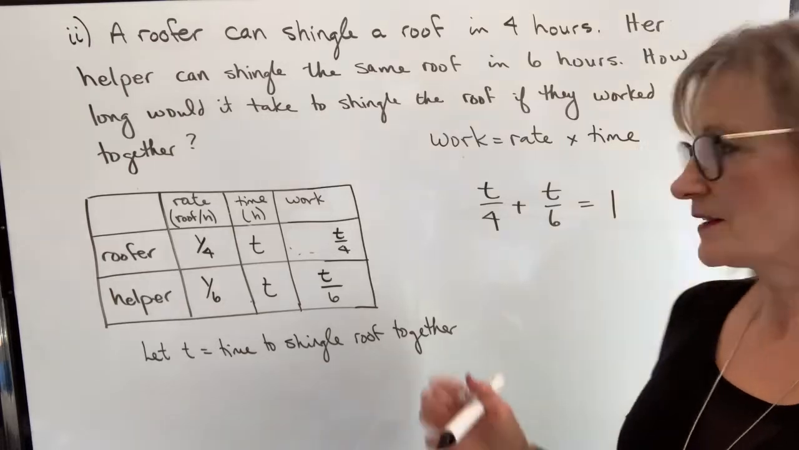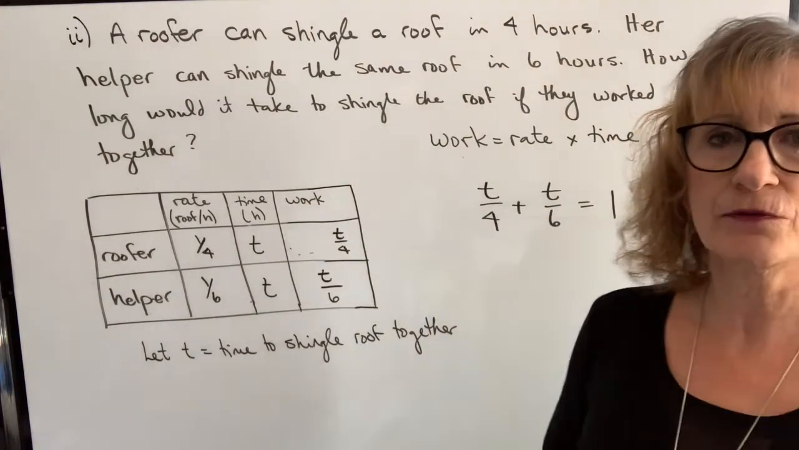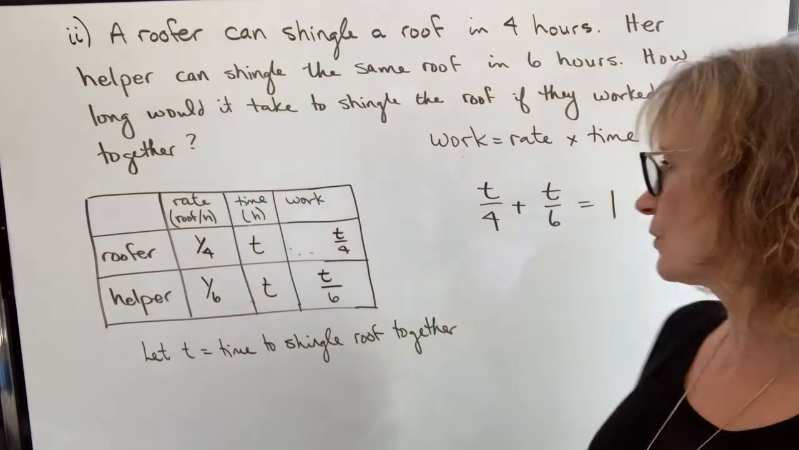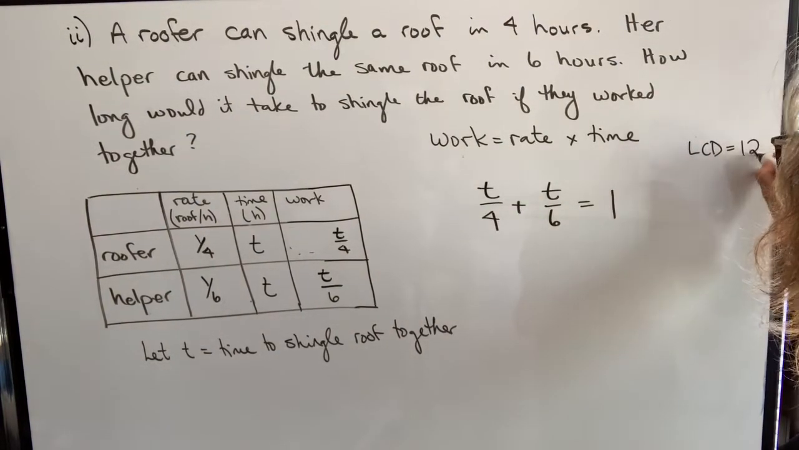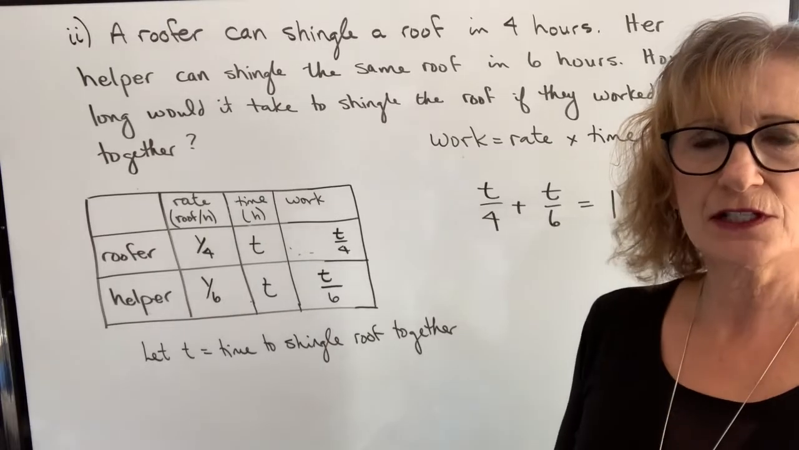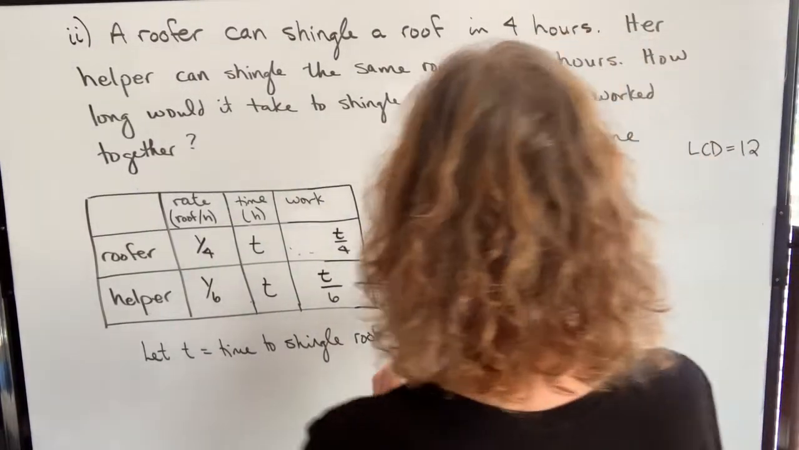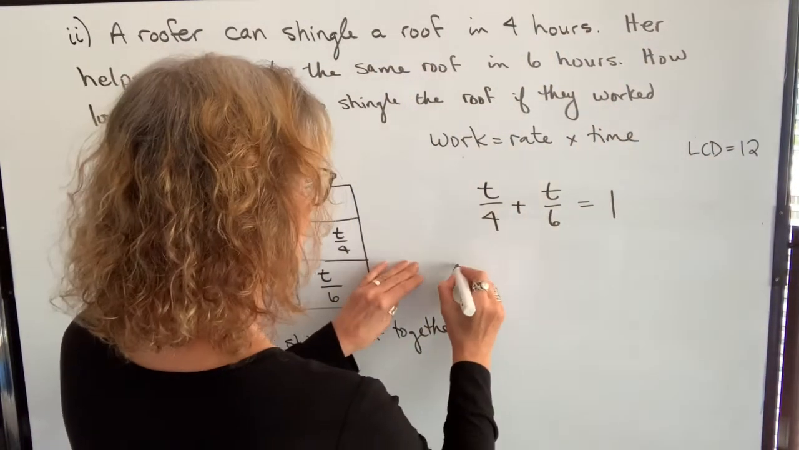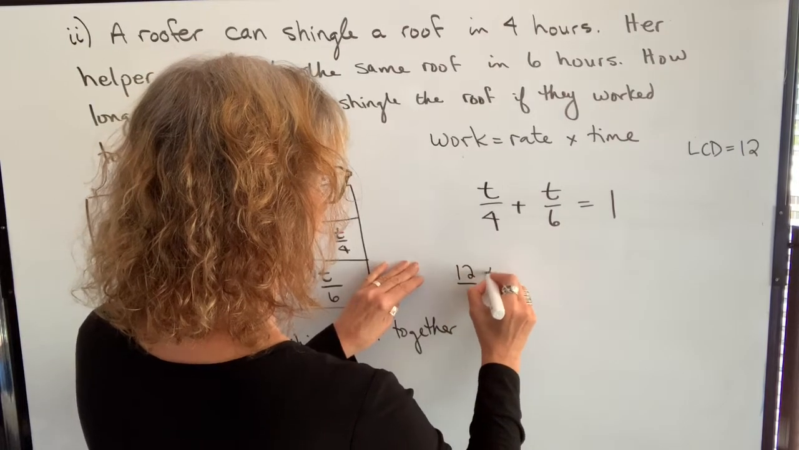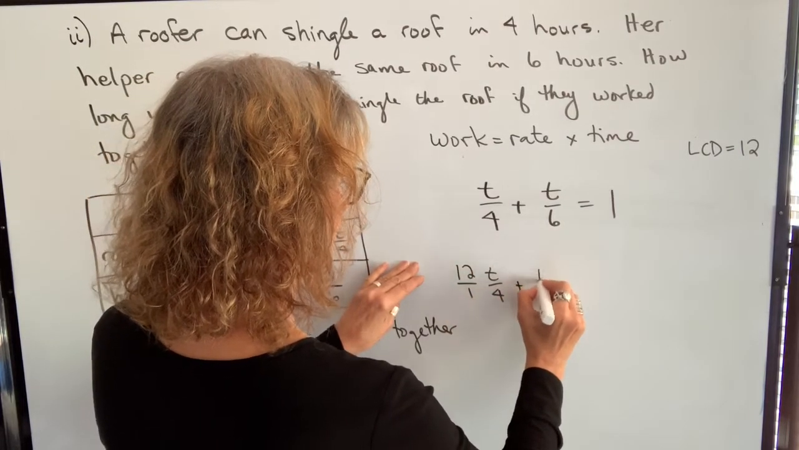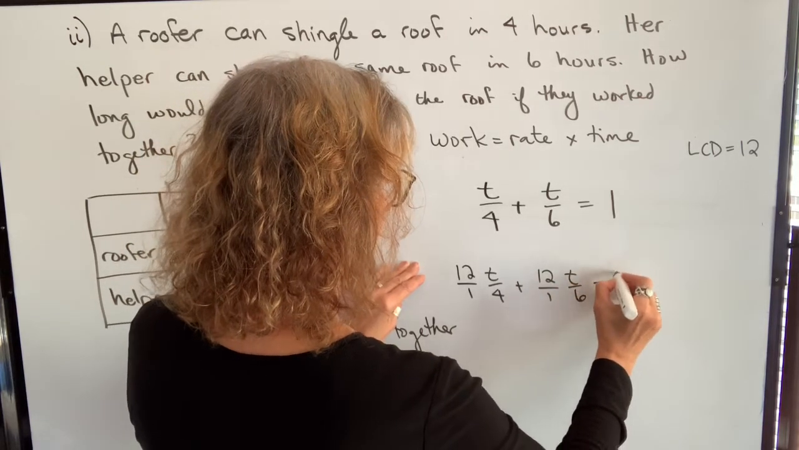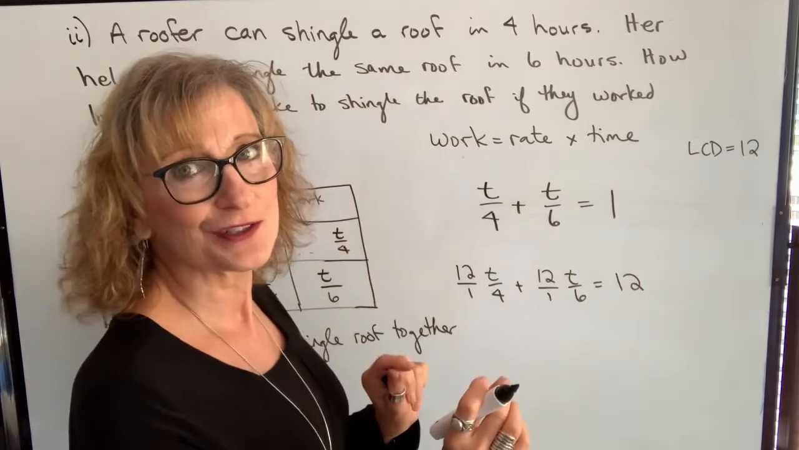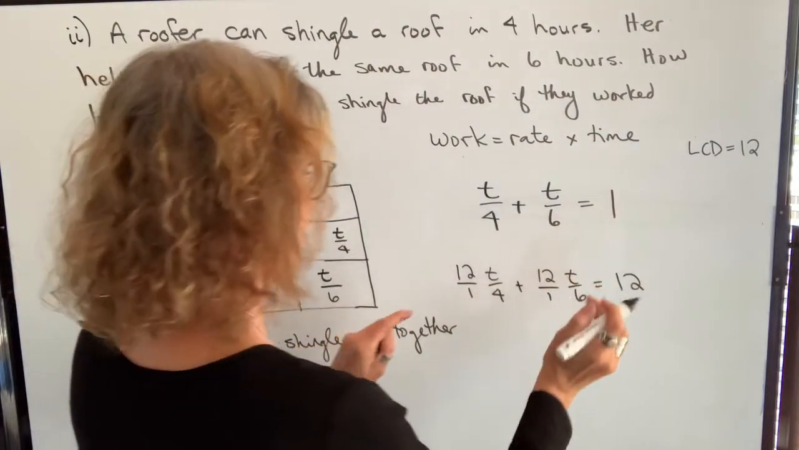Now we can solve this. This is a fractional equation. We learned to solve fractional equations by multiplying by our lowest common denominator. Our lowest common denominator is 12. So we're going to multiply both sides of the equation by 12. And when we multiply this side, we multiply every term. So that's like 12 over 1 times T over 4. And don't forget to multiply the other side by 12. I see that mistake quite often.